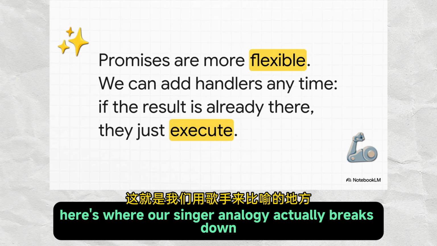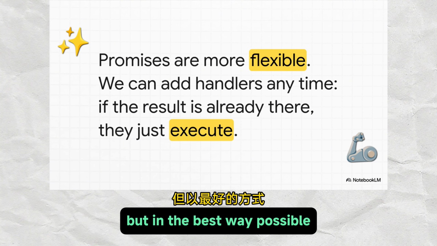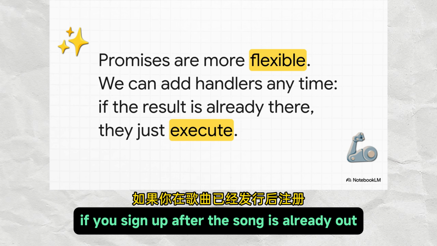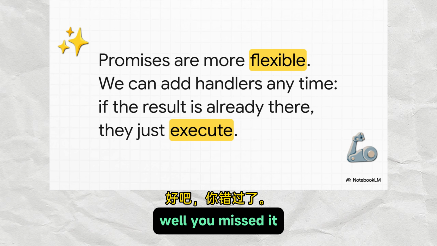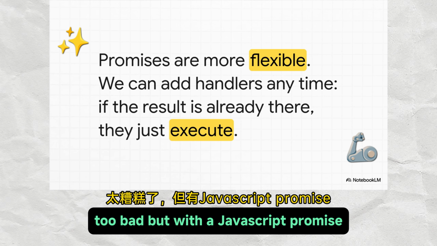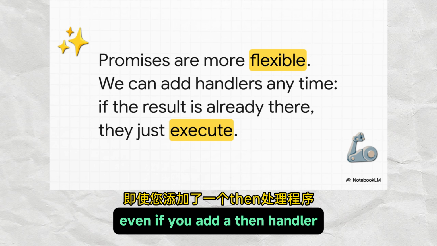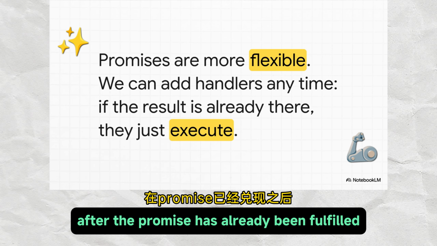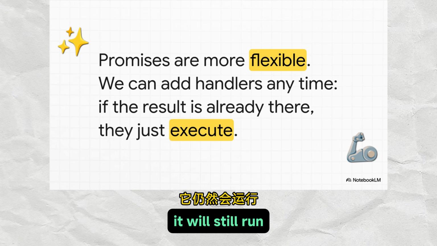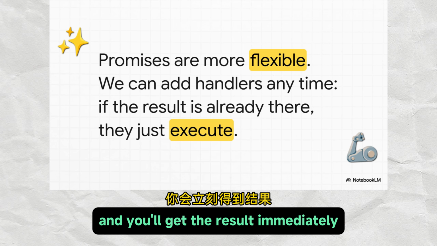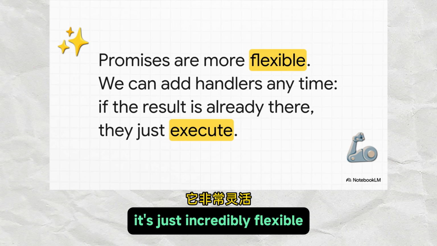Now, here's where our singer analogy actually breaks down, but in the best way possible. With a real-life list, if you sign up after the song is already out, well, you missed it. Too bad. But with a JavaScript promise, even if you add a .then handler after the promise has already been fulfilled, it will still run and you'll get the result immediately. It's just incredibly flexible.